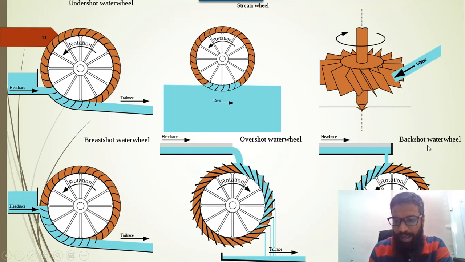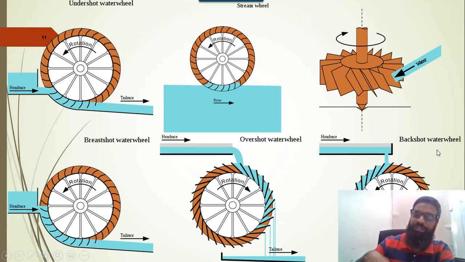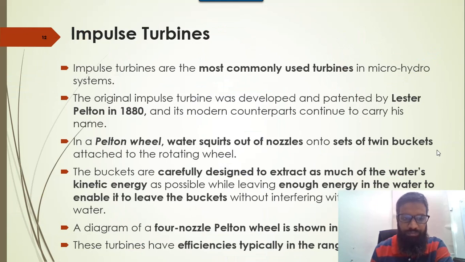And this is the backshoot water wheel, where the wheel rotates in the opposite direction. Like in this breastshoot wheel, the wheel rotates in a clockwise direction. In the backshoot, the wheel rotates in an anti-clockwise direction. So impulse turbines are the most commonly used turbines in microhydro.